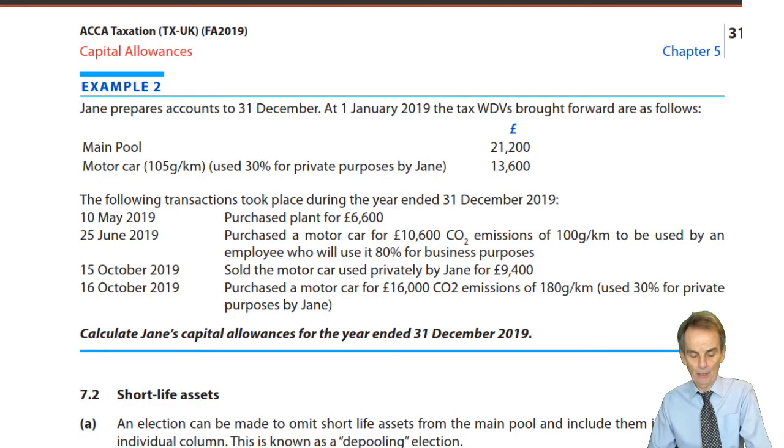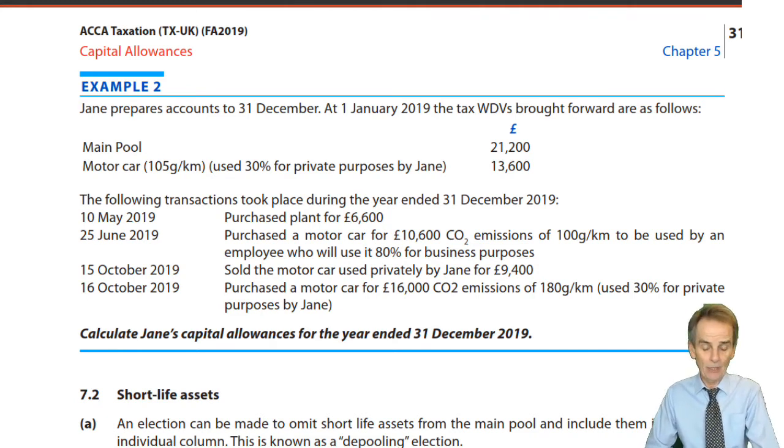Well, in last time's lecture, we focused on assets that had private use by the proprietor. And what we saw is that for each such asset with private use by the proprietor, we needed to maintain a separate column on the capital allowances computation. They are non-pool assets. Each such asset represents, as it were, a pool in its own right. What we're going to have to see is whether we can put that theory into practice.